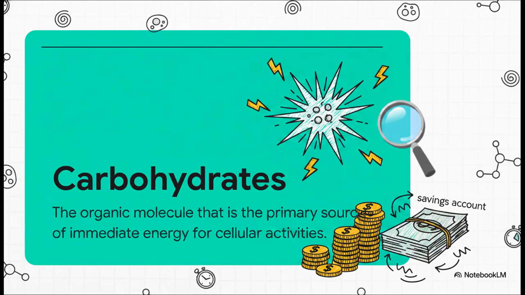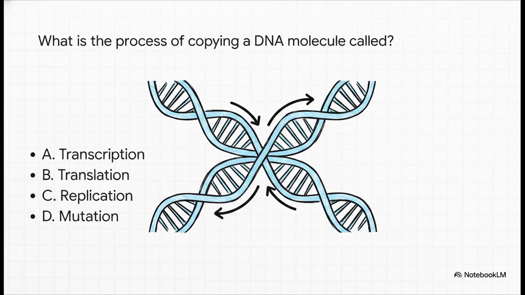If you said C, carbohydrates, you nailed it. A great way to think about this is that lipids, fats, are like your body's long-term savings account for energy. But carbs, they're the cash in your wallet, ready to be used right now for anything that needs a quick energy boost. All right, next question.